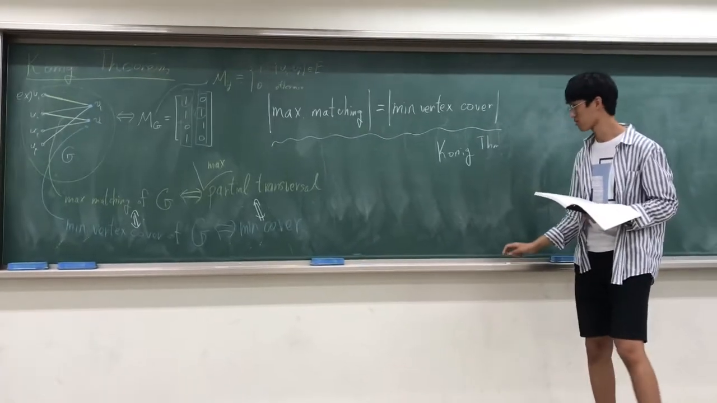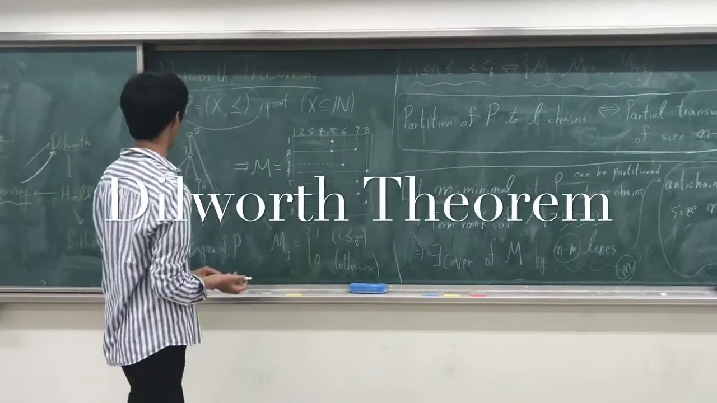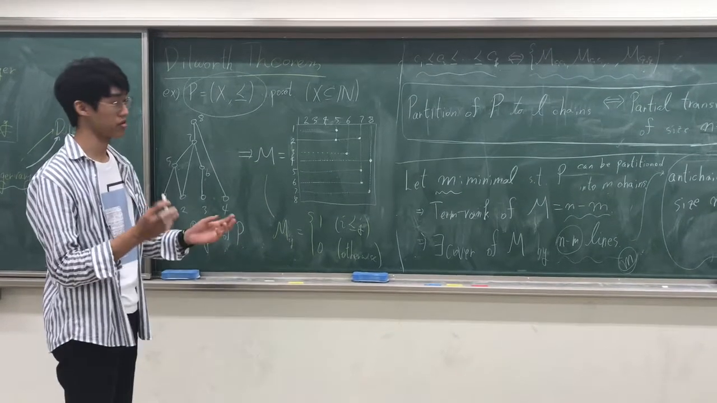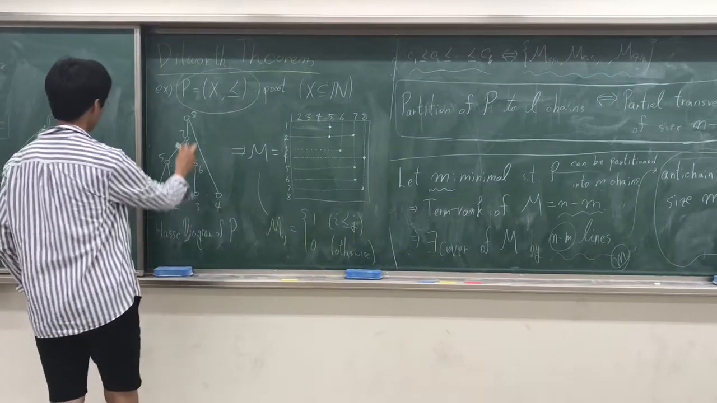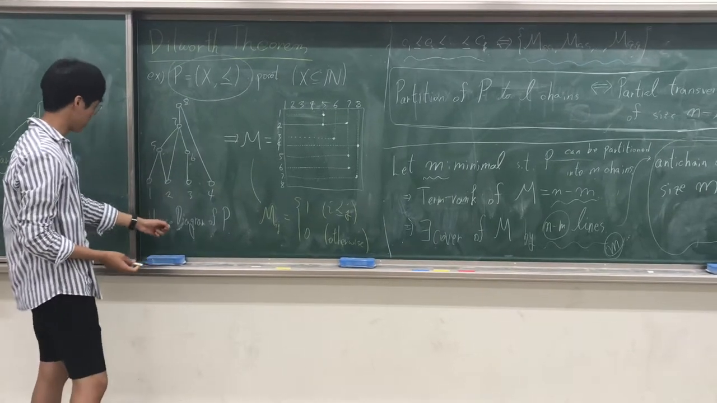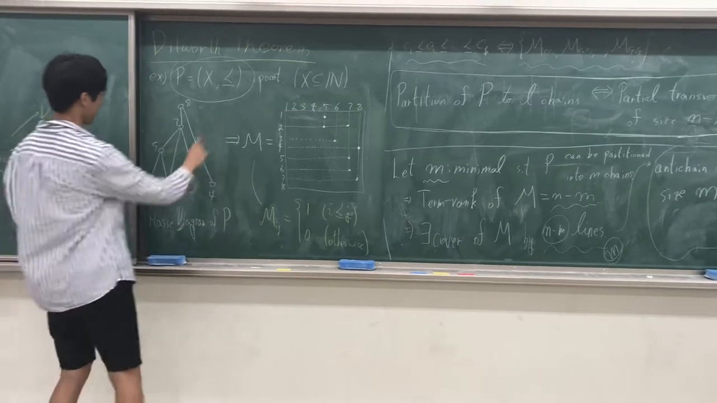So this theorem that I'm going to introduce is called the Dilworth theorem. Before actually explaining the theorem itself, I'm just going to start with an example. So suppose we have a partially ordered set P, where the Hasse diagram is given as follows, which has a size of 8.